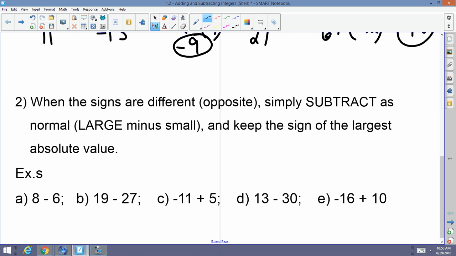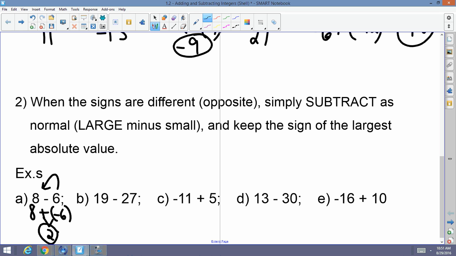You may say, no, no, no, no, Moro. No, it's not. That's a minus sign. No, it's not. This is really saying to you 8 plus a negative 6. So 8 plus a negative 6 is 2. Positive 2. Remember, when the signs are opposite, you subtract as normal. So 8 minus 6, which is 2. And it keeps the sign of the largest absolute value. 8 is a larger absolute value than negative 6. So there's more positives than negatives. It's positive 2.